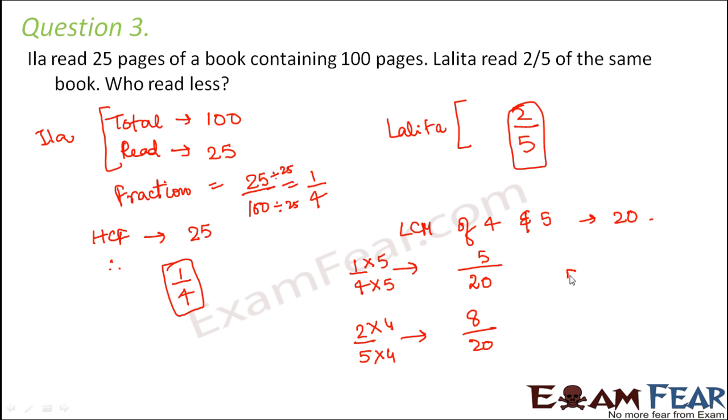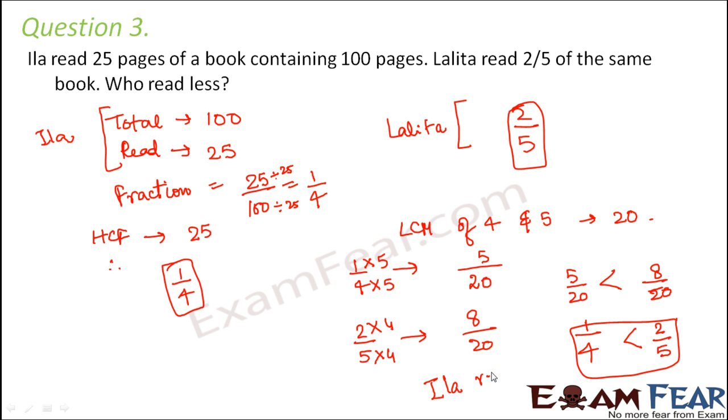So now you can compare 5 by 20 and 8 by 20. Which is smaller? 5 by 20 is smaller, and 5 by 20 is equivalent to 1 by 4. So 1 by 4 is less than 2 by 5. Who read 1 by 4? It is Ela. So who read less? Ela read less.